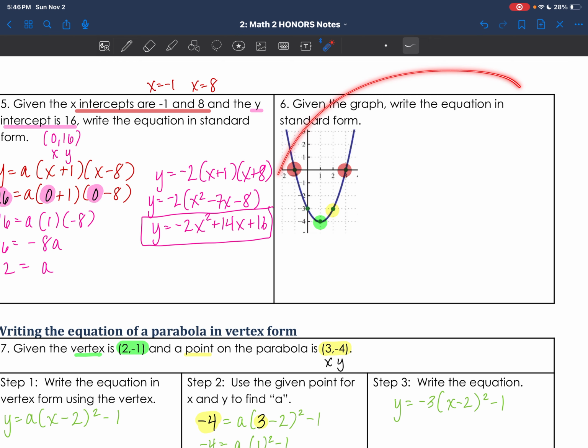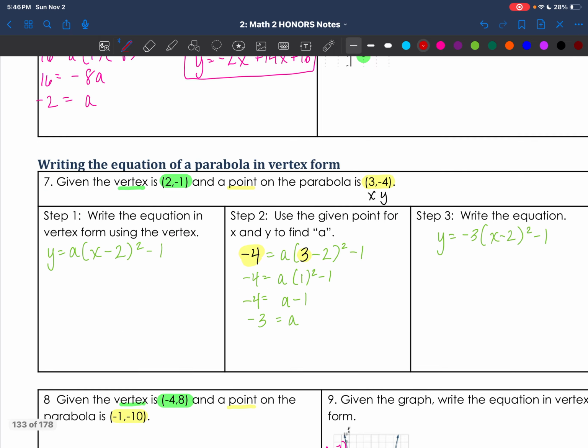Alright, so now what I want you to do is I want you to go ahead and give an equation in standard form using these points. You could use your y-intercept also, so that would help you. So you can do any of these points to help you. You do not have to use all the points, but you can use some of the points to help you.